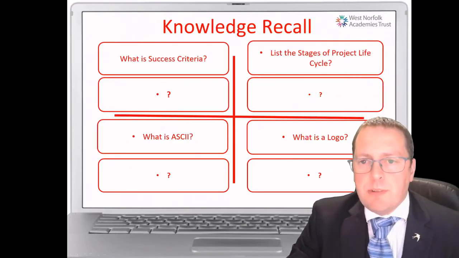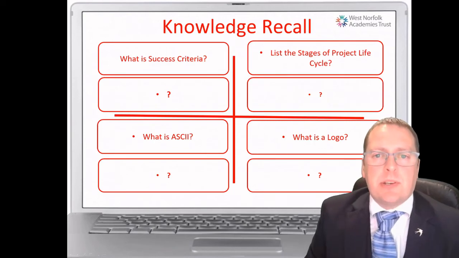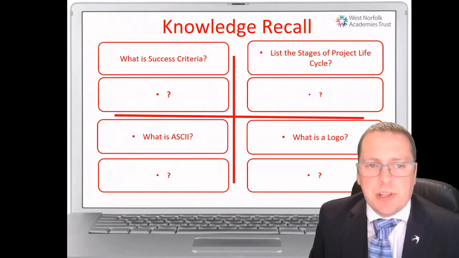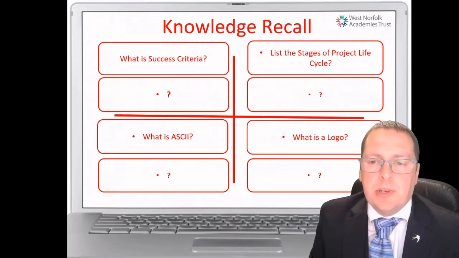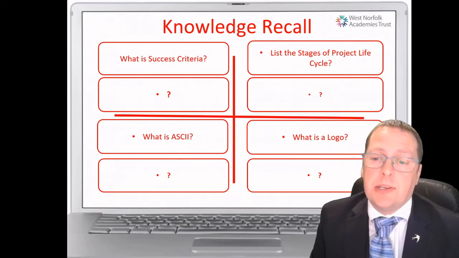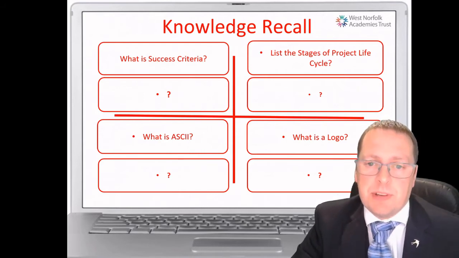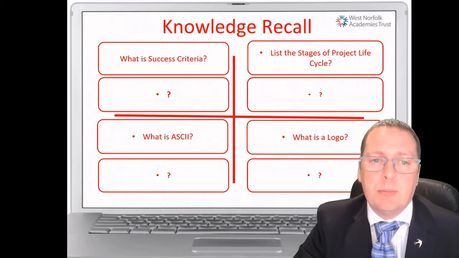Before we move on with our project, we're going to recall a little bit of knowledge from previous lessons and previous topics, and you need to answer these 4 questions. What is success criteria? You need to list the stages of the project life cycle that we did last week. You need to recall what ASCII is and what ASCII stands for, and then you need to explain what a logo is. You might want to pause the video and answer those questions before moving on.